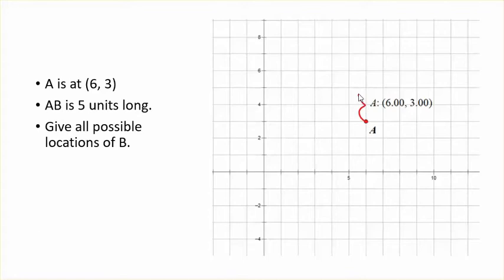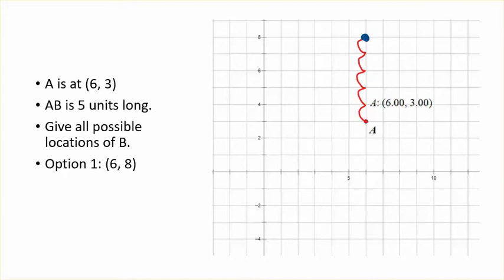1, 2, 3, 4, 5. So this is a possible location for my point B. Let's find the coordinates or the ordered pair. Remember that in order to find the coordinates, we work from the origin (0, 0). So A was over 6, so we're also over 6. And you can look and we're up 8. So one option for B is (6, 8).